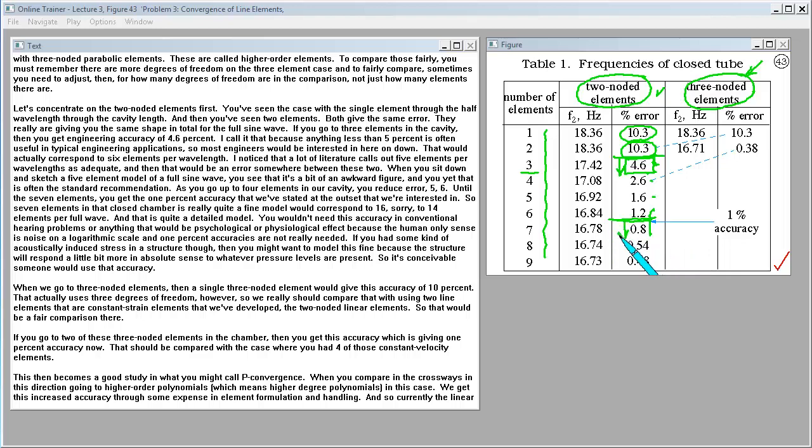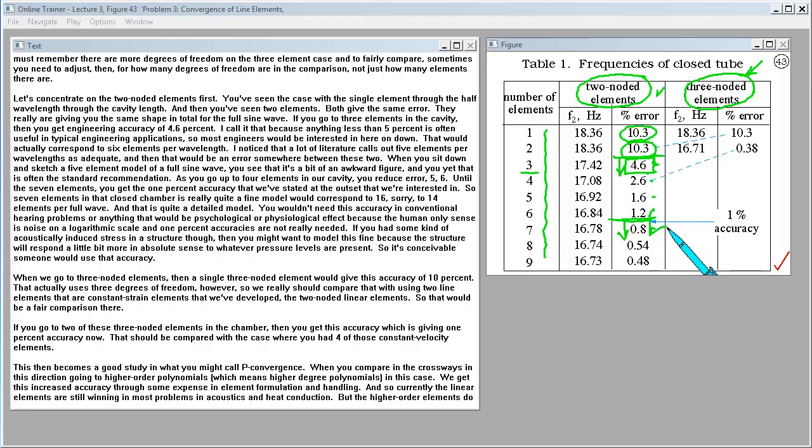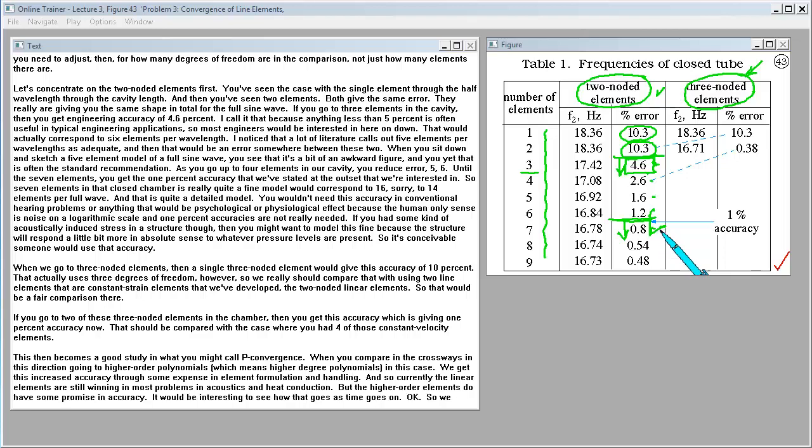So 7 elements in that closed chamber is really quite a fine model, would correspond to 14 elements per full wave, and that is quite a detailed model. You wouldn't need this accuracy in conventional hearing problems or anything that would be a psychological or a physiological effect, because a human generally senses noise on a logarithmic scale, and 1% accuracies are not really needed. If you had some kind of acoustically induced stress in a structure, though, then you might want to model this fine because the structure will respond a little bit more in an absolute sense to whatever pressure levels are present. So it's conceivable someone would use that accuracy.